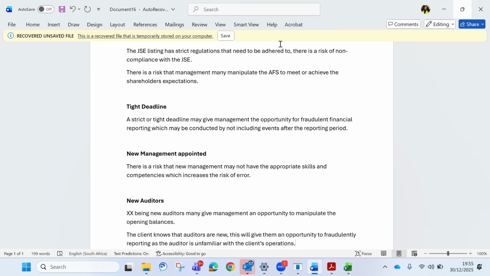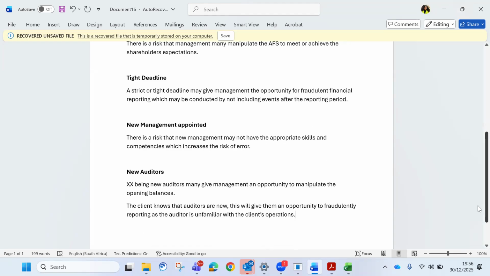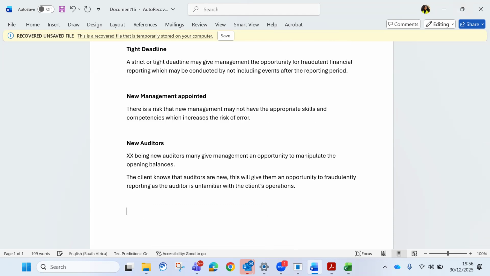Now, an override of controls? An override of controls is at an overall level. You see an override of control. This is where we're going to look at management integrity. You're looking at all the weird behavior that's happening. This is where you start listing it under management integrity. So you come here and you say, management integrity is questionable due to the following factors and increases the risk of material misstatement.